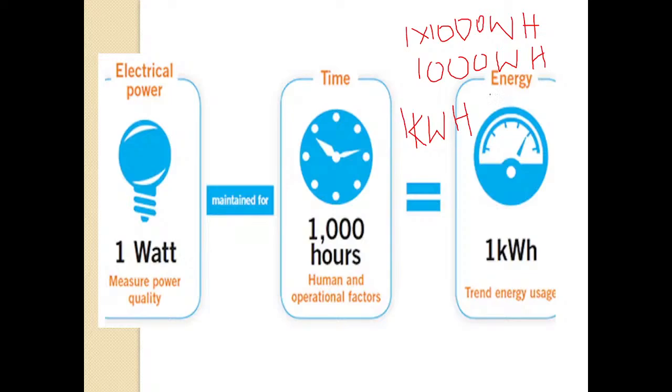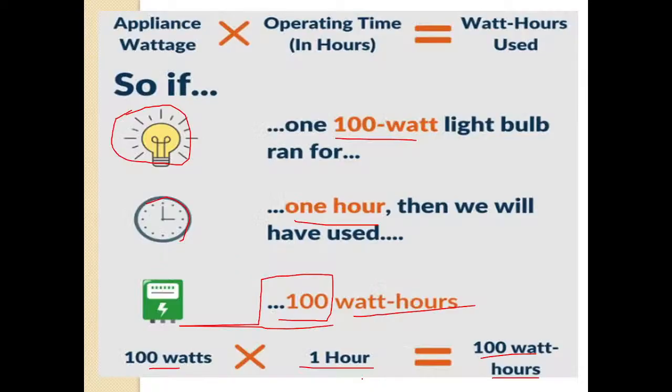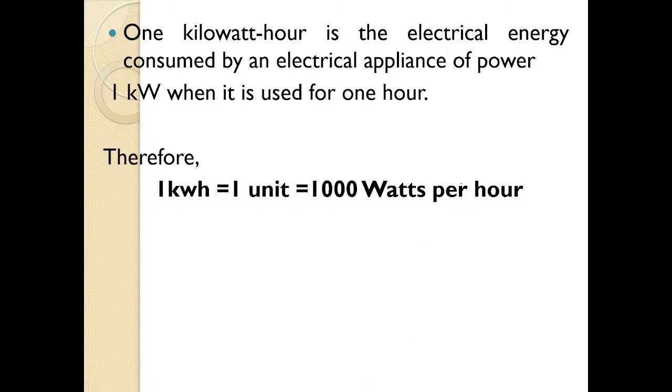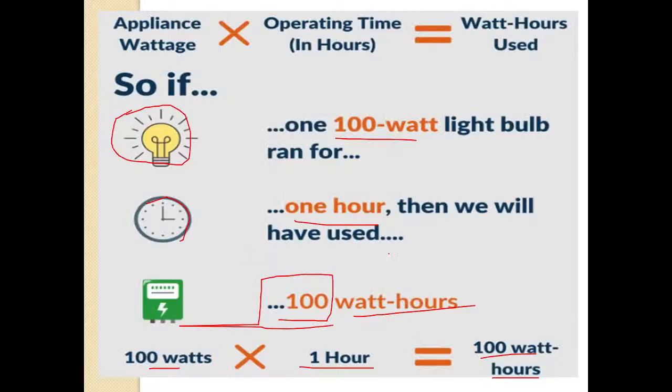Whenever you mention power in terms of time, that is nothing but energy. So kilowatt hour is nothing but energy, not power. When you multiply power in watts with hours, it converts into energy. So how much energy has been utilized? 1 kilowatt hour of energy. 1 kilowatt hour is nothing but 1 unit, as mentioned in this slide.